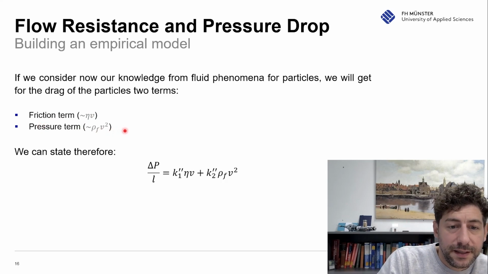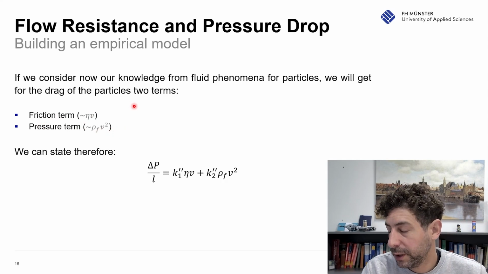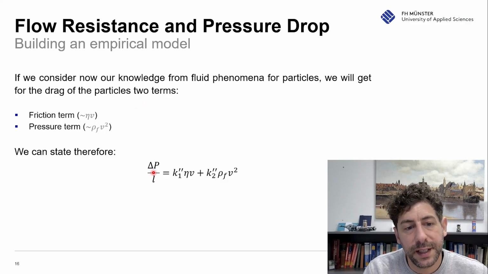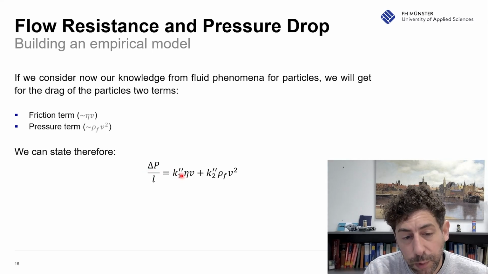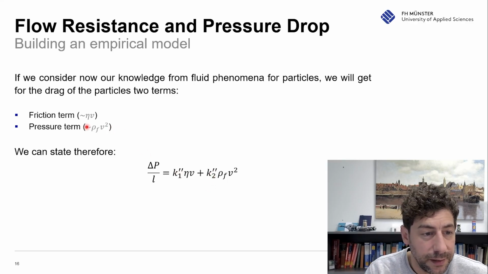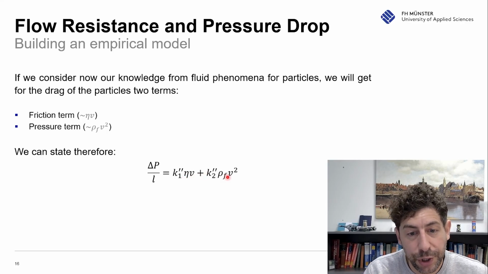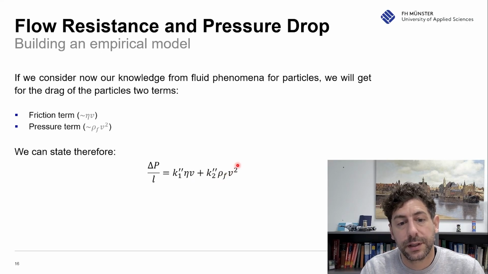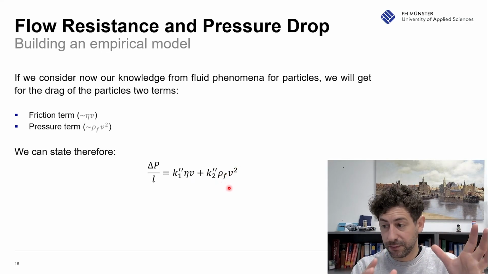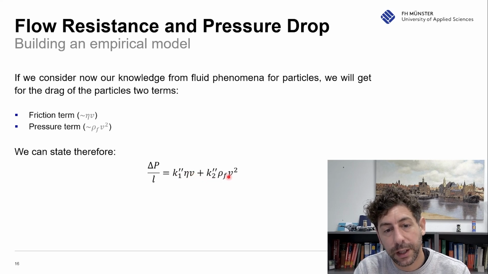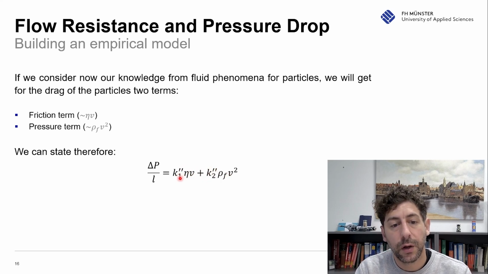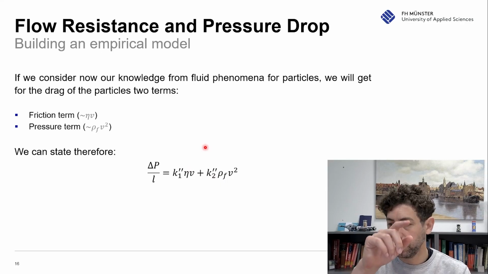But if this is the case, we can say the same for our flow equation. Then the delta P divided by L is equal to a fitting parameter and another fitting parameter times these two terms, right? So we have a friction term, which is viscosity and velocity, plus a pressure term, density of the fluid and velocity squared. And if we have measurement data from an experiment and we know these variables, we can get K1 and K2 from the fitting.